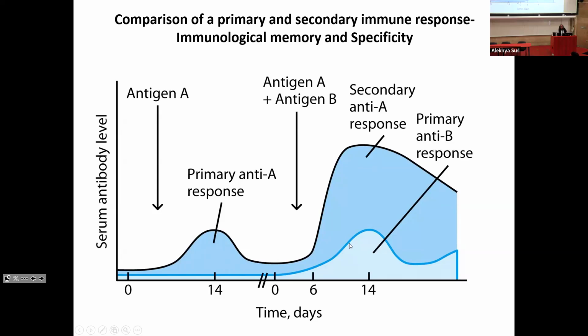But for antigen B, this is the first time the host is seeing the antigen, right? So this is a primary response, and so it takes much longer, and also the titers are much less than for antigen A. So this is not only immunological memory, but specificity, right? For antigen A, the host remembers and is able to mount a rapid and a higher response. And it's specific because this response is not going to increase the response to antigen B.